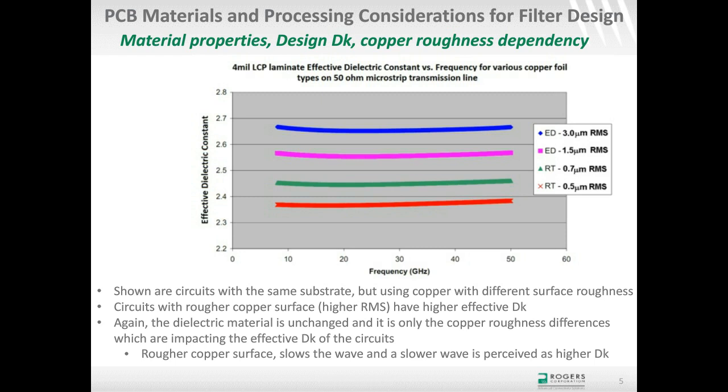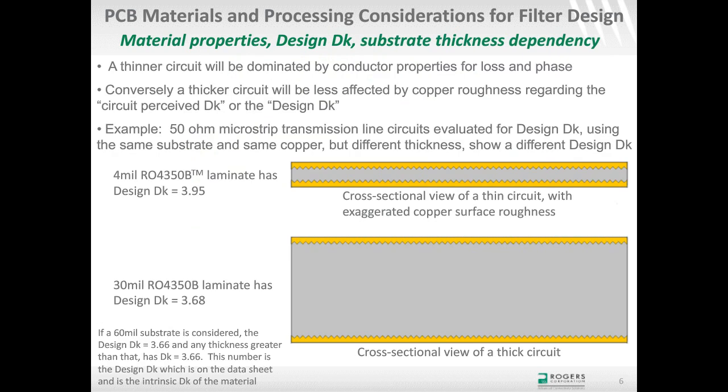There's also a thickness dependency to design Dk, and this is an example of one of many experiments that we've done where we used the exact same materials, same copper, same everything, and I made 2 different laminates, one thin, about 4 mils thick, another one thicker, about 30 mils thick. Sent the laminates off to have circuits made. We tested them again, 50 ohm microstrip transmission lines using the differential phase length method, and I averaged that from about 8 gigahertz to 40 gigahertz to get the design Dk.